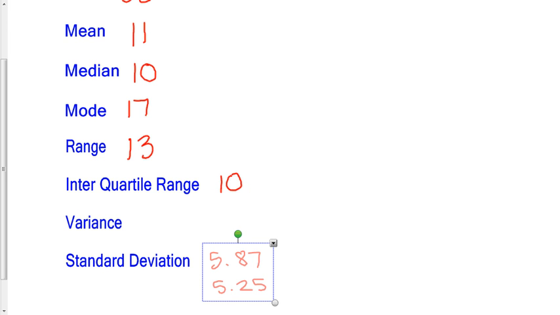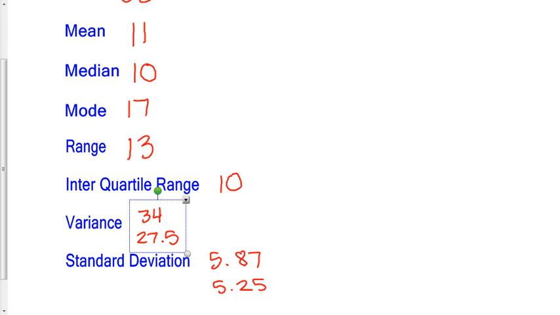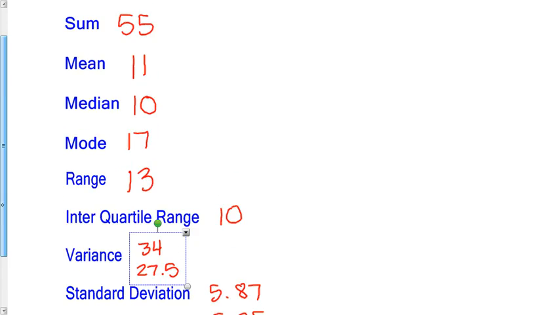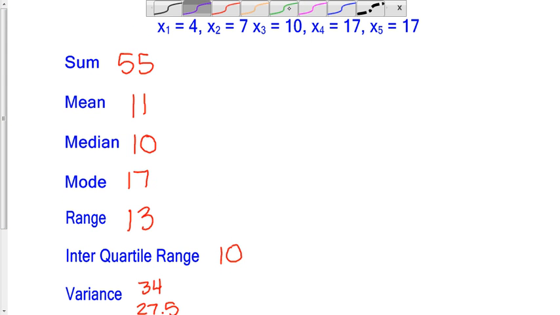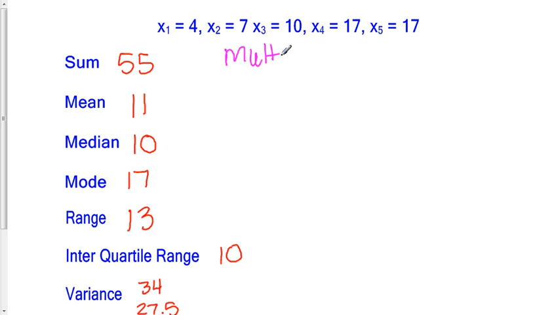The standard deviation is 5.87 or 5.25, depending on which way you calculate it. And the variance is 34 or 27.5. Well, now, if we take and multiply all values by a negative 3, we will get a negative 12 for our first value, negative 21, negative 30, negative 51, and a negative 51.